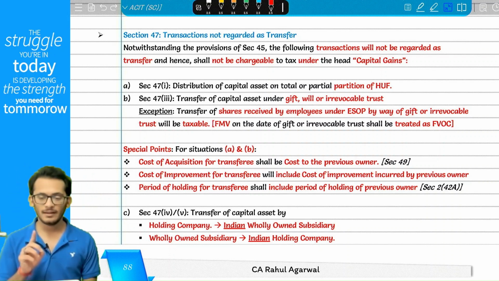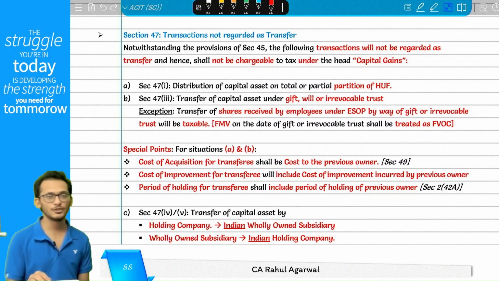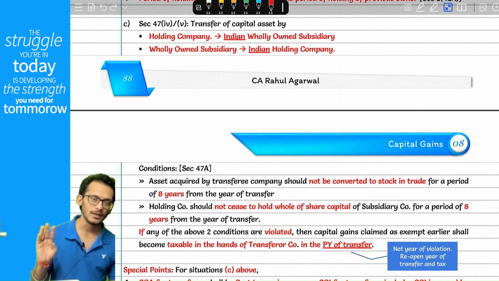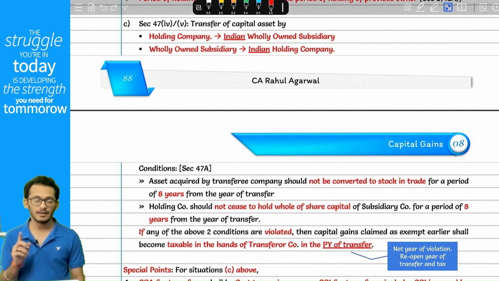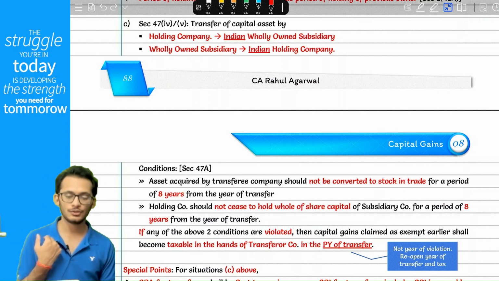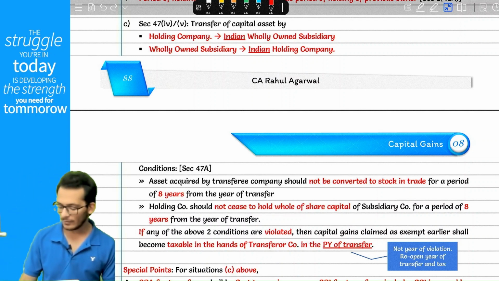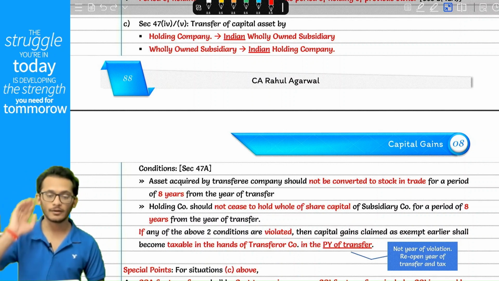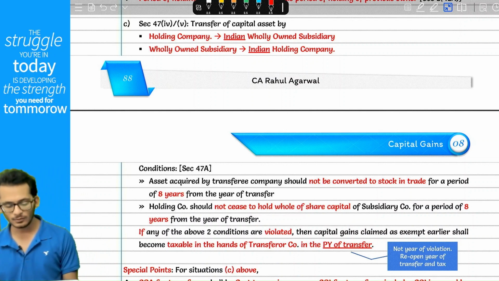The rules say, if you do not want the transaction to be regarded as transfer, please ensure that the assets which you get are not sold for a period of 8 years. Or you should not extinguish your rights in the company for a period of 8 years. If you violate these conditions, the year of taxability will be the original year of transfer. That is what the condition says.